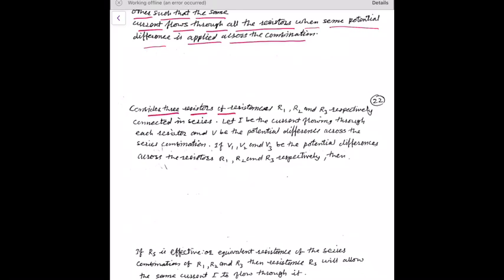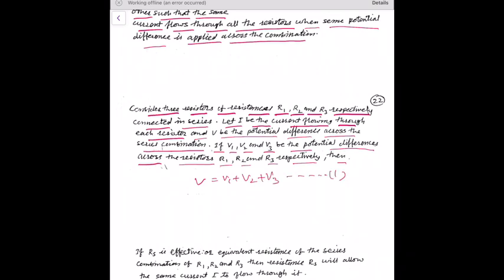Consider three resistors of resistances R1, R2 and R3 respectively connected in series. Let I be the current flowing through each resistor and V be the potential difference across the series combination. If V1, V2, V3 be the potential differences across the resistors R1, R2, R3 respectively, then V equals V1 plus V2 plus V3. It is equation first.